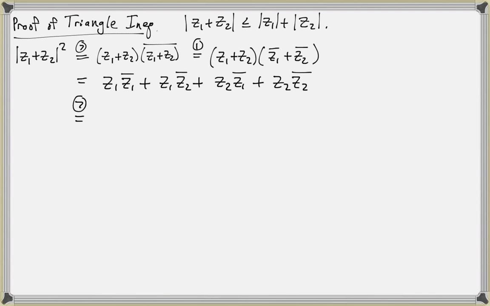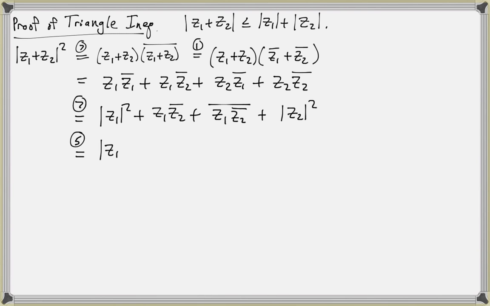Property 7 again, we see that we can rewrite z1 z1 bar as the absolute value of z1 squared. And I'm going to rewrite z2 z1 bar as the conjugate of z1 z2 bar. And by property 7 again, I'm going to write z2 z2 bar as the absolute value of z2 squared. So if you look at the middle two terms, I have a term plus its conjugate, z1 z2 bar plus the conjugate of z1 z2 bar. Well, when I add a complex number with its conjugate, you'll obtain twice the real part of that complex number. So this is essentially property 5.